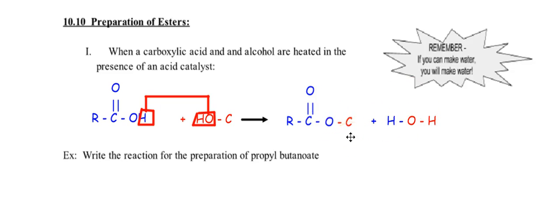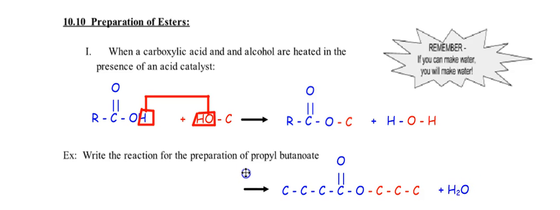So again, how do you name this? This is an important idea, by the way. You may want to jot something down. The carbon that's off of the single bonded O here came from the alcohol, and then of course this comes from the carboxylic acid. So write the reaction of the preparation of propyl butanoate. I'm going to make propyl butanoate. That's my product. All right, so my propyl is here and my butanoate is here. Of course, I'm also going to make some water.